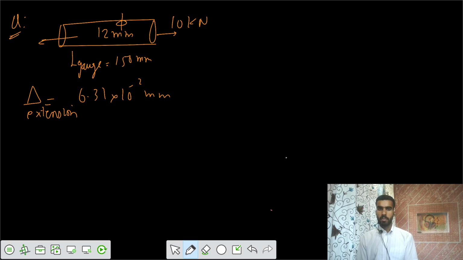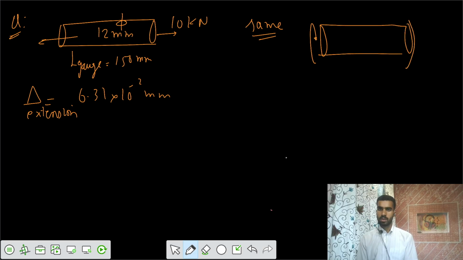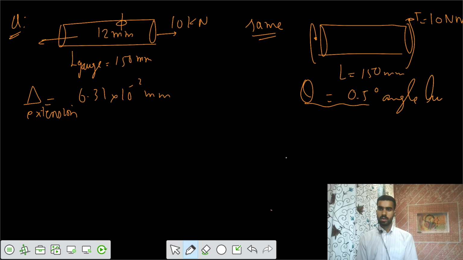And the same bar, same material, you are taking for the torsion test. So you are applying torque, clockwise or anti-clockwise. Let's say you are applying a torque of T equals to 10 Newton meter. The diameter is the same. The length is also the same, 150 millimeter. And you got a value of theta equals to 0.5 degrees. Angle of twist, torsional deflection.